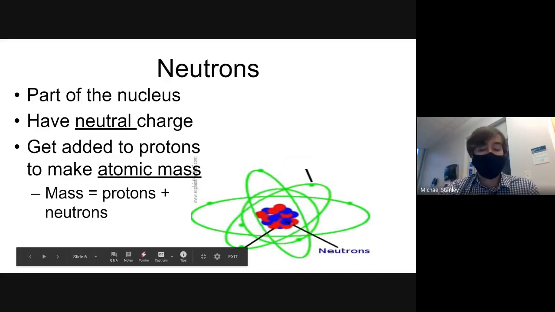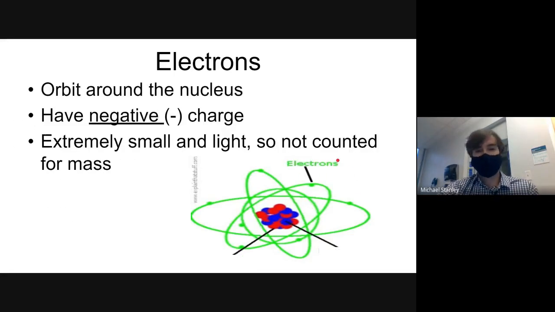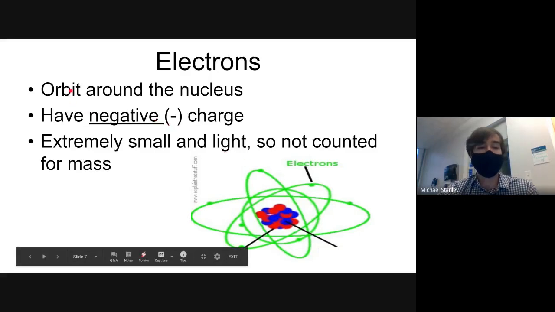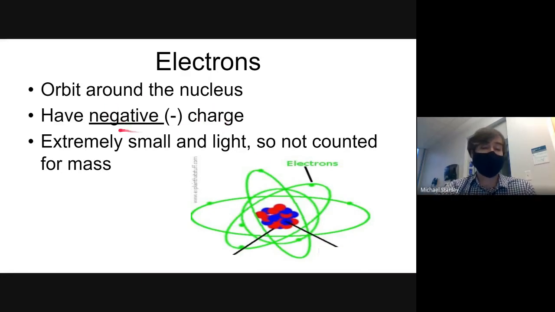So that's great for those first two guys, but what about our third ones? What about these little electrons out here? So the electrons are not part of the nucleus, like I've been saying. They are on the outside. They orbit around the nucleus. So they're constantly moving in these circles around the nucleus. The electrons are our negative particles. So protons are positive, neutrons are neutral, and electrons are negative. They have like a minus charge.